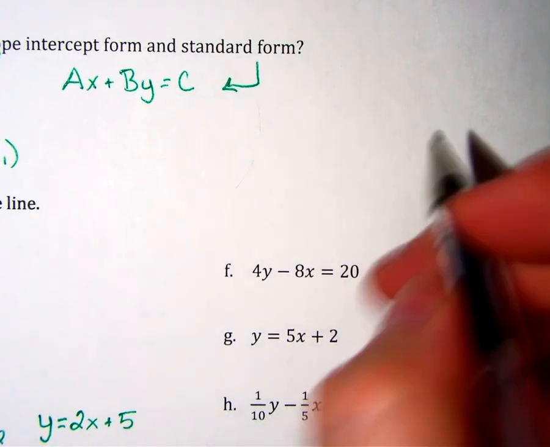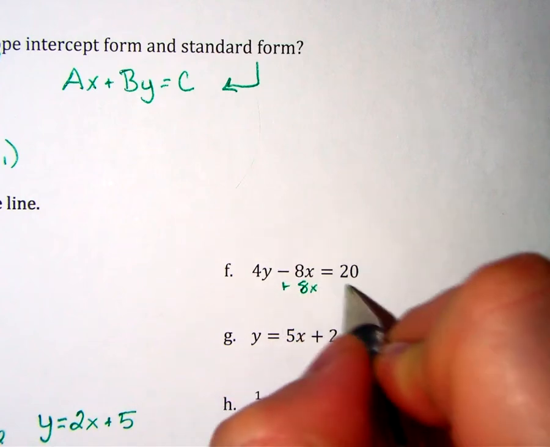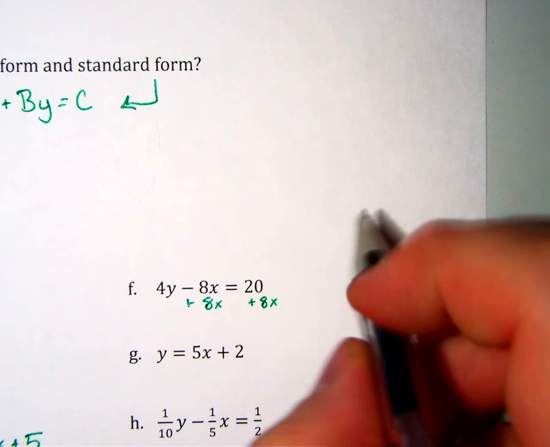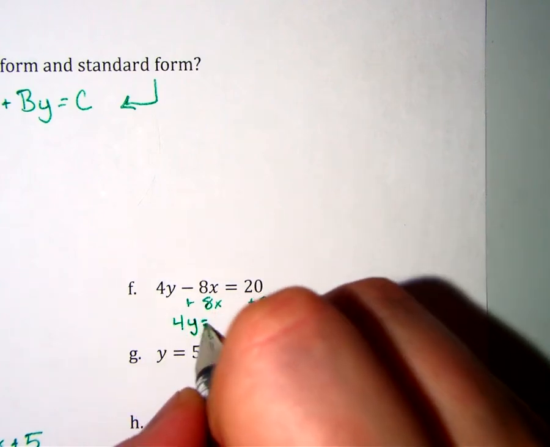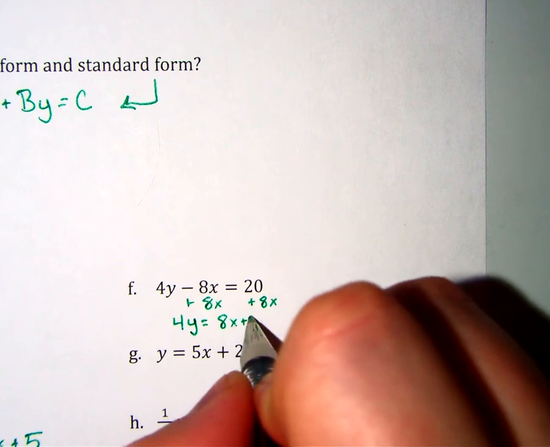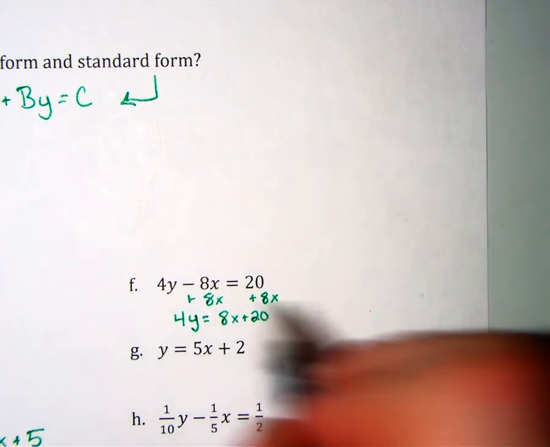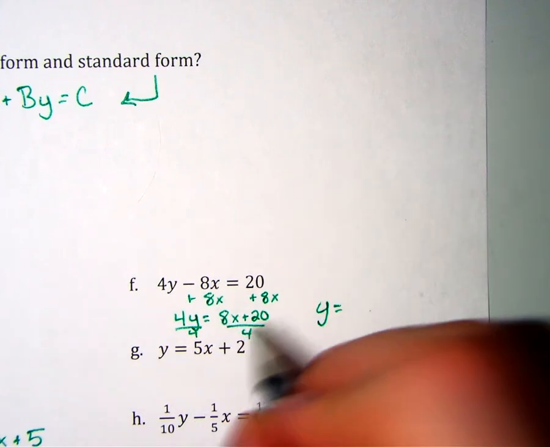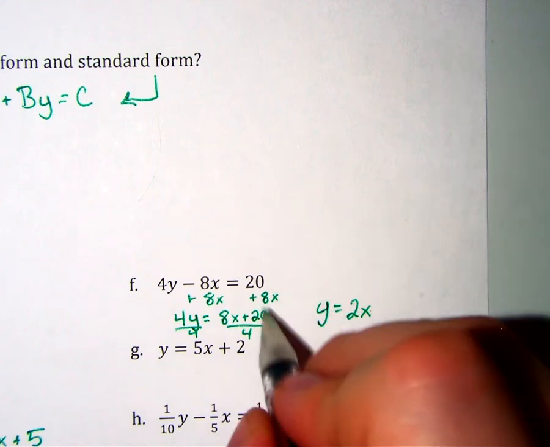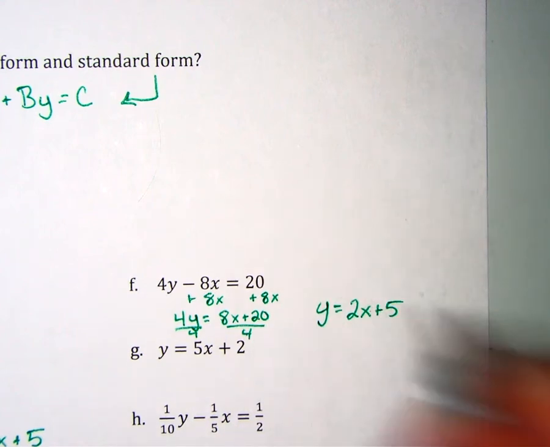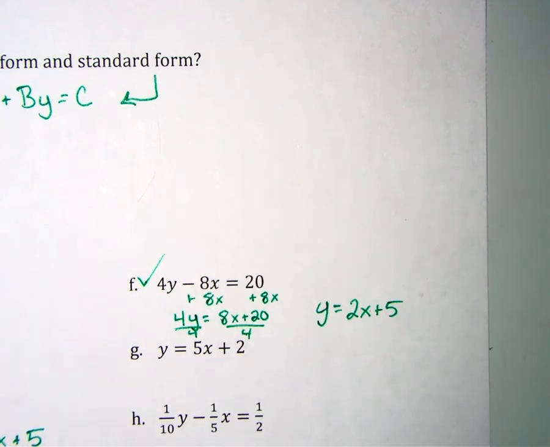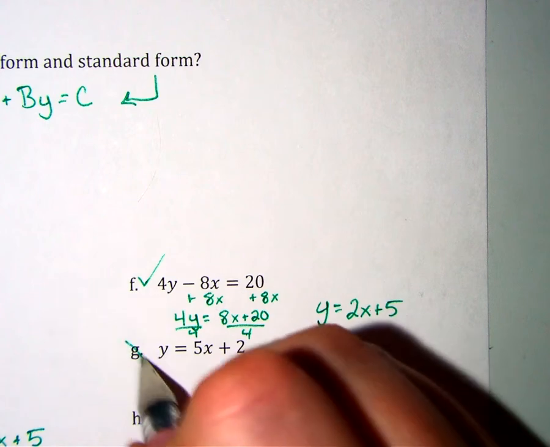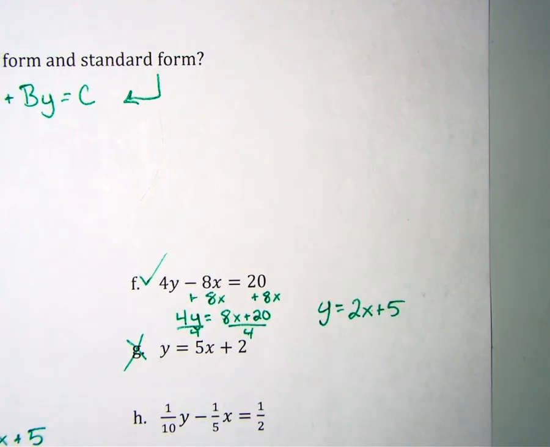Letter F, we will add 8x to both sides. So 4y equals 8x plus 20. And then we're going to divide both sides by 4. So y will be equal to 8 over 4, which is 2x, 20 over 4, which is 5. Well, that one does match. G, y equals 5x plus 2. Well, those two have completely different slopes, so we don't have to do anything but recognize slopes are different and we can move on.